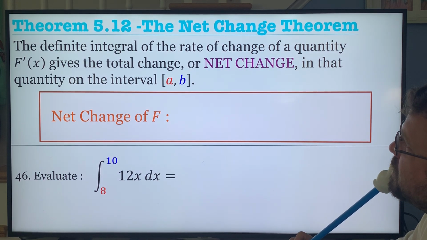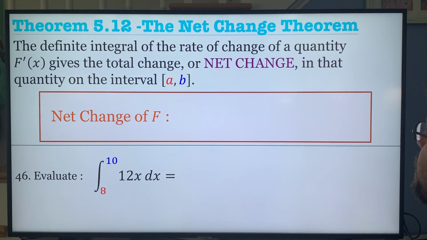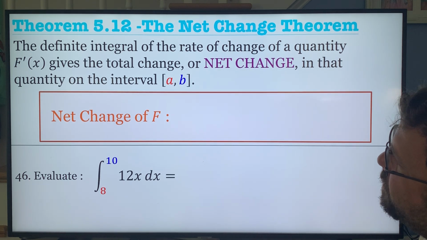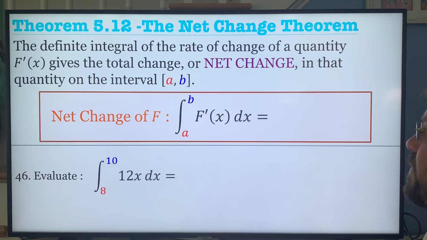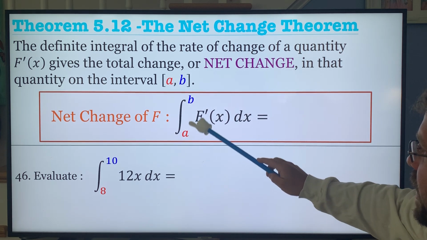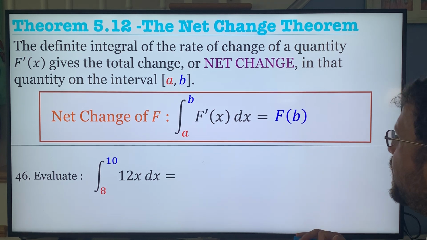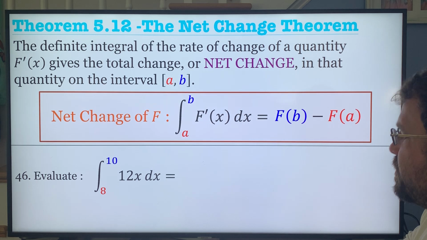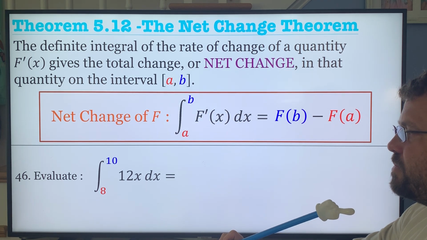All right, last concept is the net change theorem. The definite integral of the rate of change of a quantity, f prime x, gives the total change or the net change in the quantity over the interval from a to b. So what that means is the net change of f from a to b, when you take the integral of a derivative, equals f of b minus f of a.